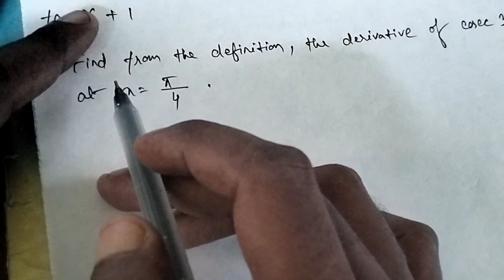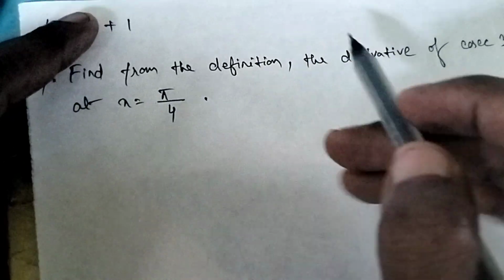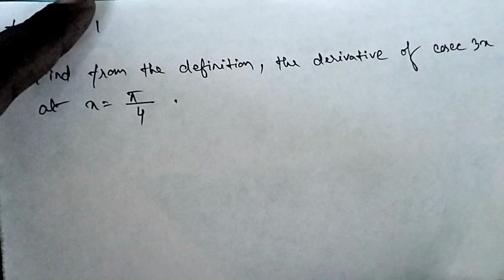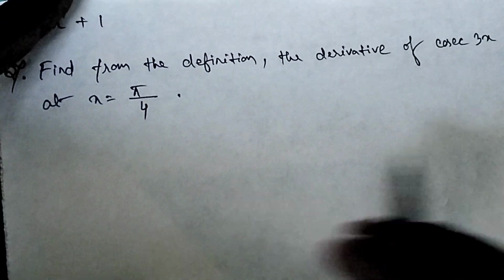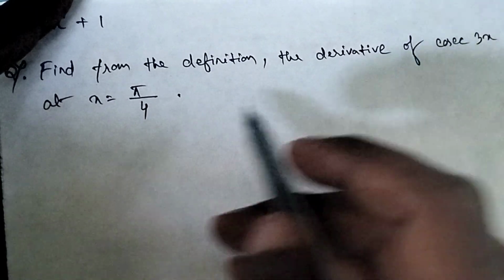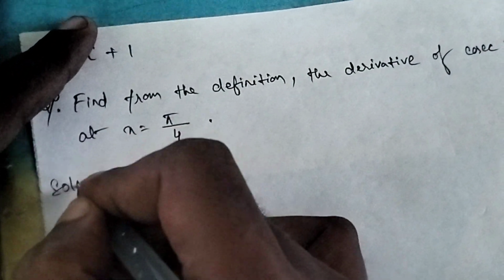In this video I have brought this sum for you all. So look at the sum. Find from the definition the derivative of cosec 3x at x is equal to pi by 4. Find from the definition the derivative of cosec 3x at x is equal to pi by 4. So I am starting the solution.